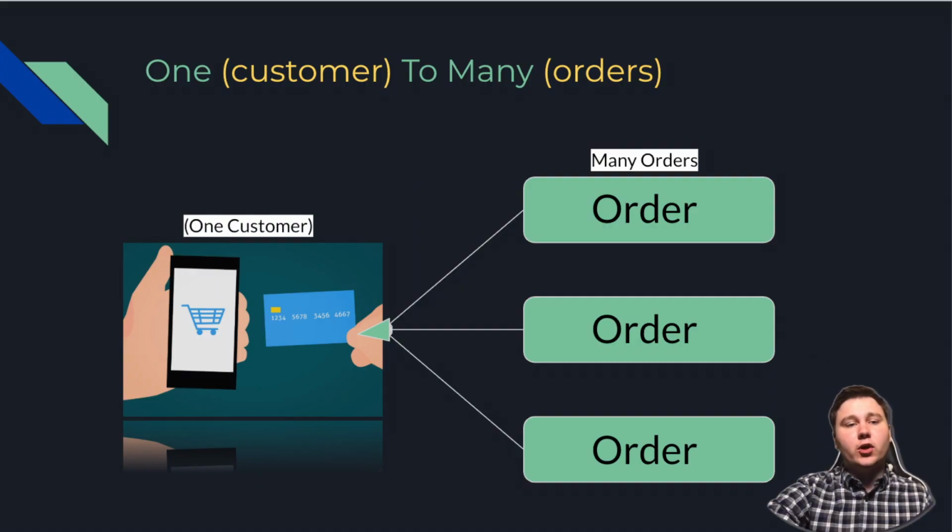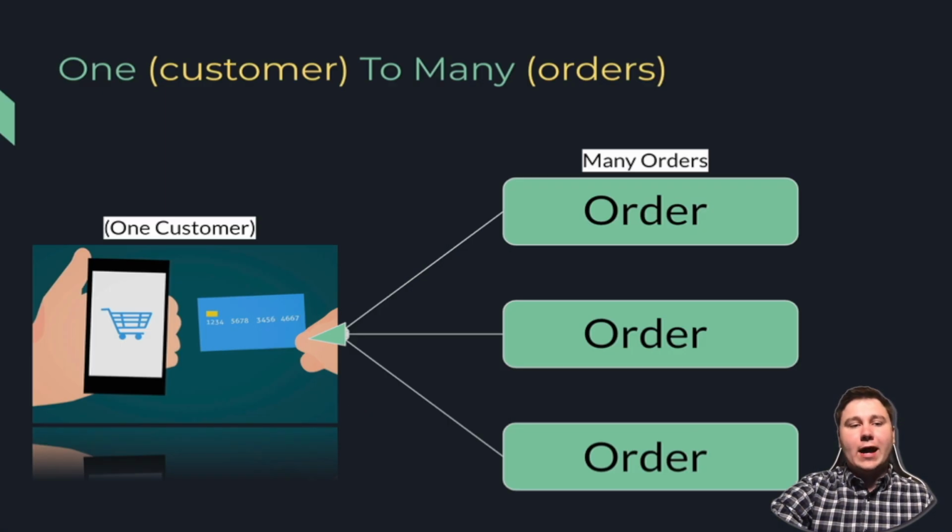So the next one that we're going to want to jump into is the one-to-many. And the way I would look at this is one customer with many orders. So if they have different products, you want to have a one-to-many. And that's the way I would look at it.